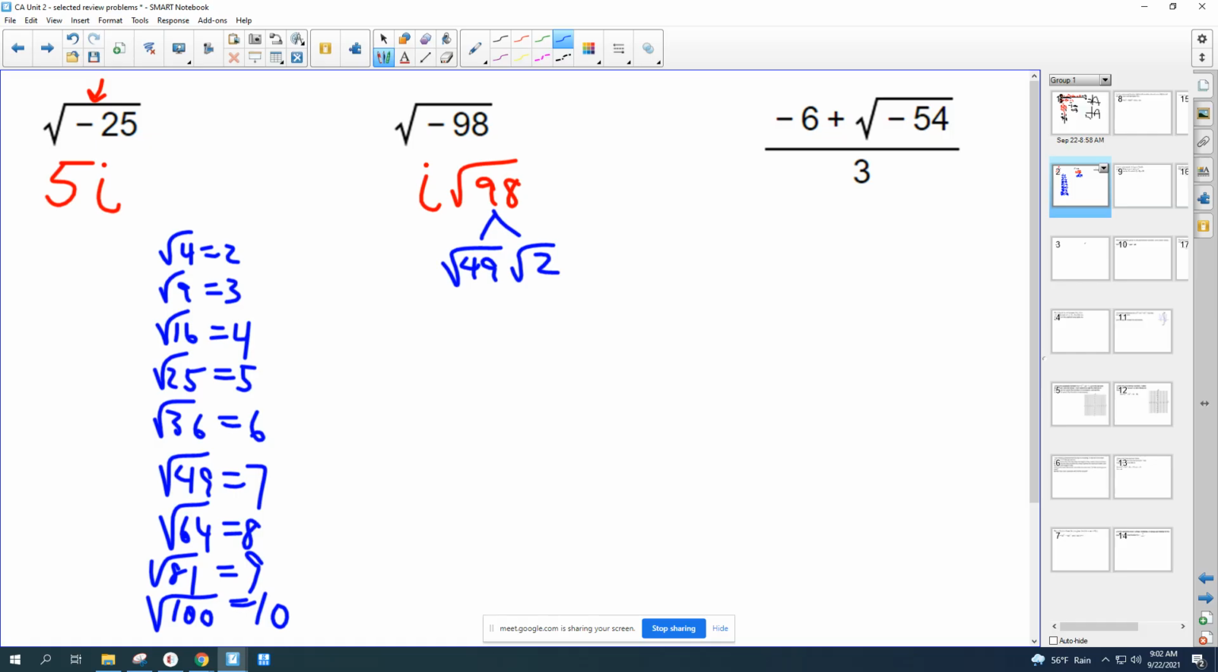And I know that 98 is 49 times 2. And why that's useful to me is because I know the square root of 49 is 7. And so there'd be a 7, and there'd be an i, and there'd be a square root of 2. That would be your answer. That would be your simplified answer.